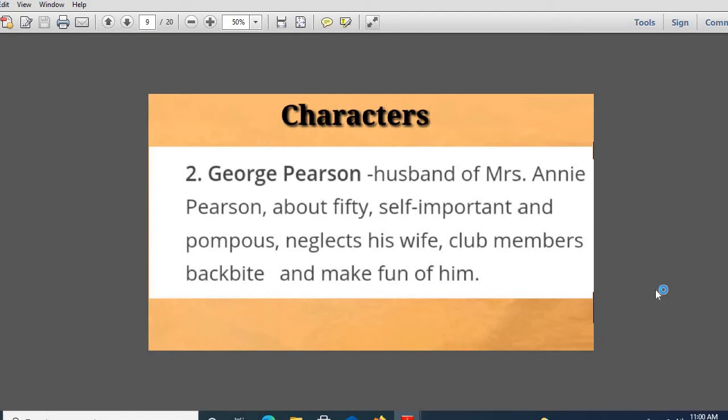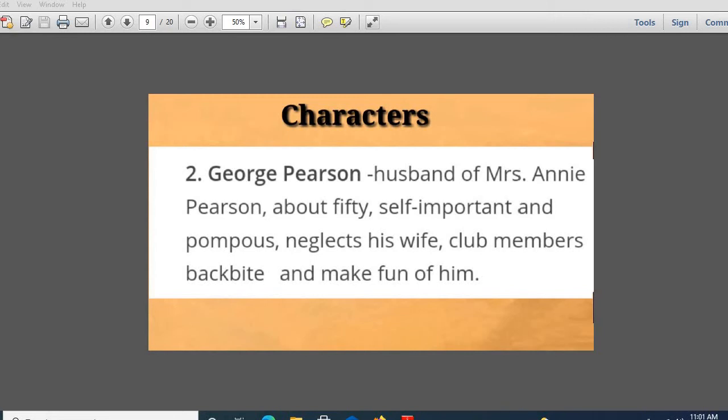The club members behave with him nicely, but he doesn't know that they all make fun of him behind his back. So see, club members backbite, and they make fun of him. They call him Pompey Pearson. That is the reason, because he is slow in moving, and he is a person who is a bit pompous also. Pompous in the sense that he gives more importance to himself, and his wife does a lot for him, but unfortunately he neglects his wife.